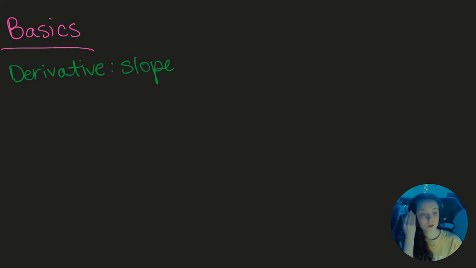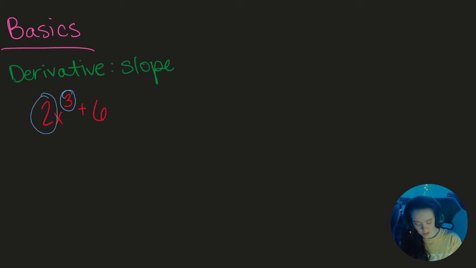So then we go into slightly more difficult. To take the derivative of something with an exponent, let's say we're given 2x cubed plus 6. And that's what we're working with first, okay? So our derivative of that would take this exponent and multiply it by this term in the front. So in that case, it would be 3 times 2, which is 6.